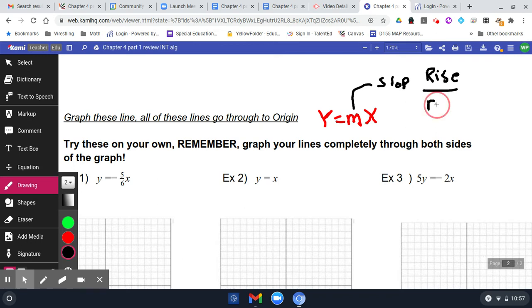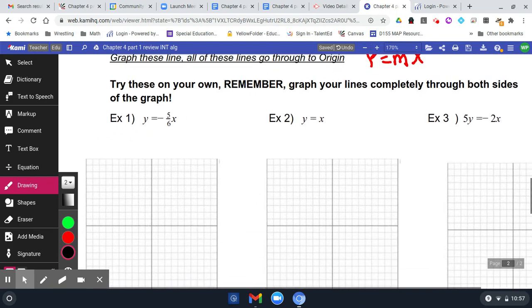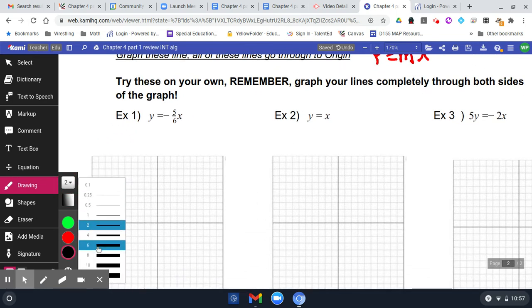All right. So when we graph these lines, whenever we have direct variation, so we only have a y and an x, we have no b, right? So we have no b. That's what we did yesterday. We know our first point is always going to go through 0, 0. And then we're going to use the slope, the number in front of the x, to determine our next point. And then we can connect the dots.